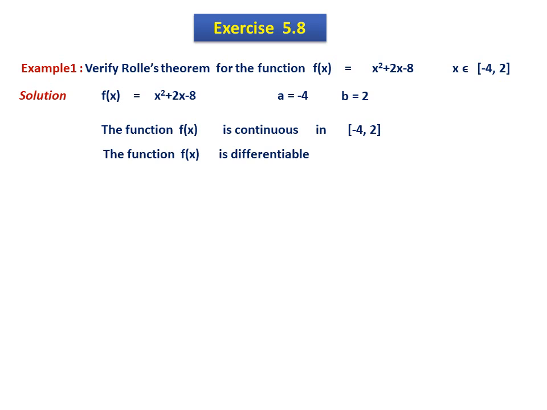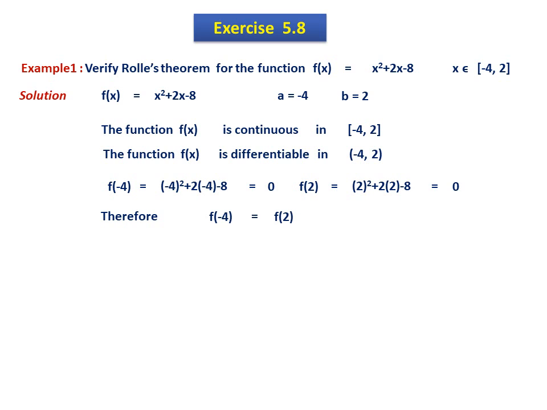Second one, the function f of x is also differentiable in the open interval minus 4 to 2. So these are the two things. So the first two conditions are satisfied. What is the next one? We have to find f of minus 4. Minus 4 square, 2 into minus 4 minus 8. So this is 0. Similarly, f of 2. So this is also 0. You can check it. Therefore, f of minus 4 equal to f of 2.